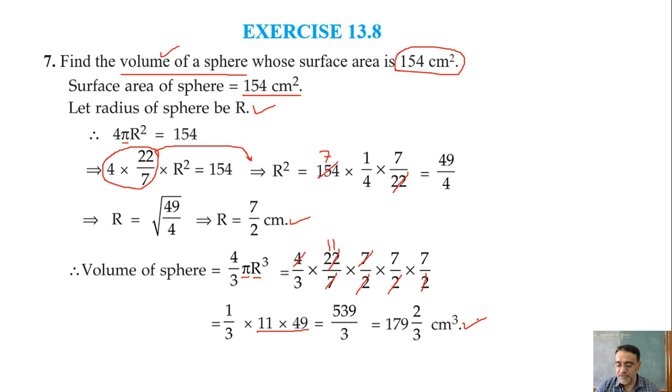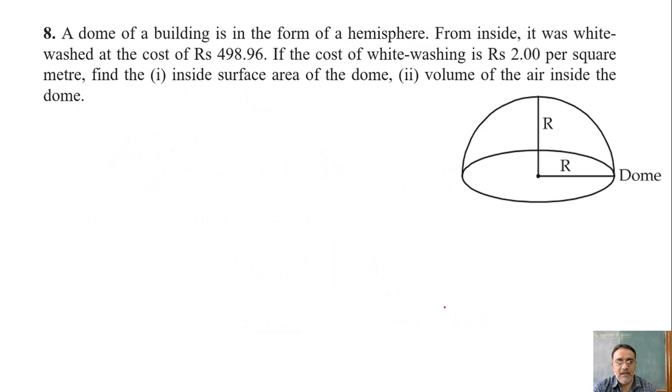So any doubt in this question? No, sir. Okay. So now we'll move towards question number 8. A dome of a building is in the form of hemisphere. From inside, it was whitewashed at the cost of rupees 498.96. So this is the total cost. If the cost of whitewashing is rupees 2 per meter square, find the inside surface area of the dome and the volume of the air inside the dome.